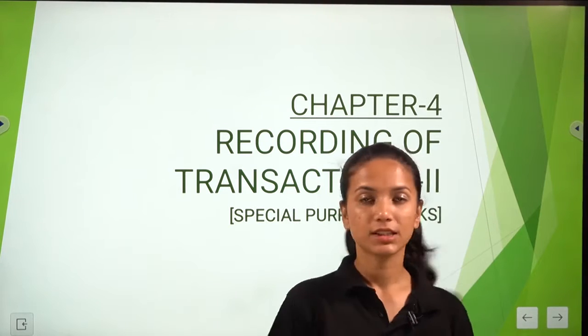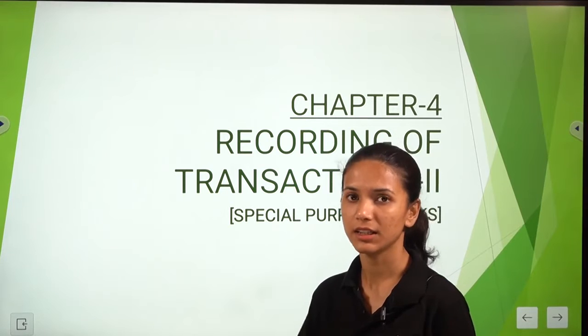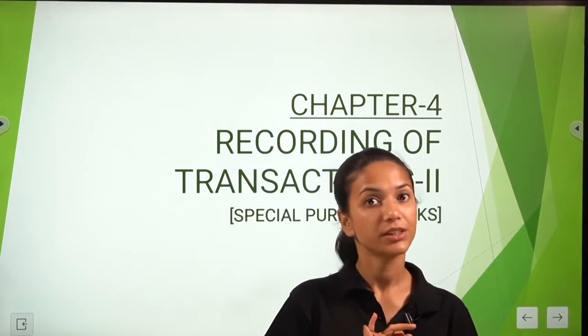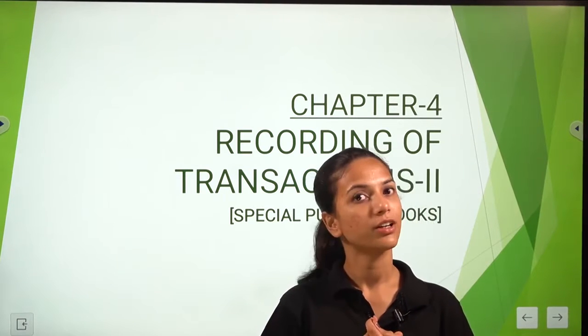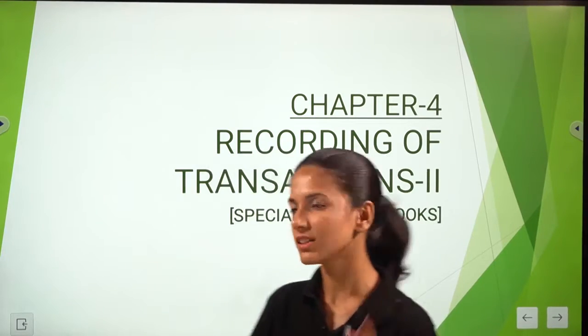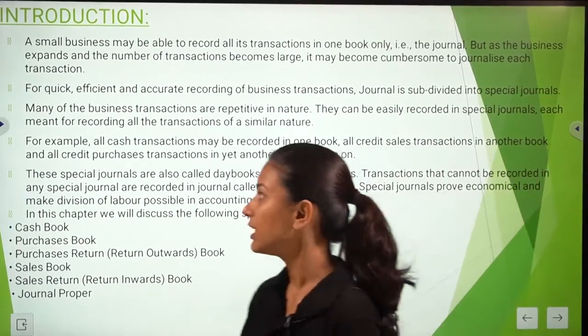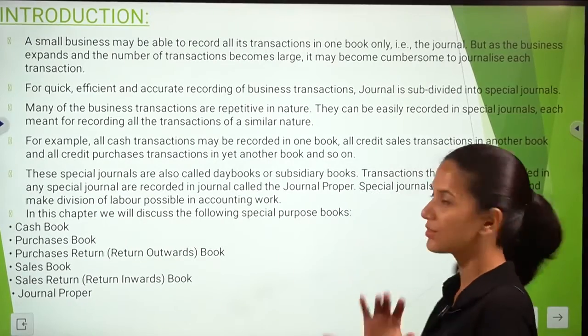So first we will start with the cash book. Now there are many things, that is cash book. Under special purpose books there are the purchase book, that is for recording credit purchase, the sales book for recording credit sales, then your journal proper, all those things we have. But today we are going to start with the cash book, okay? So before that, let's introduce the chapter.